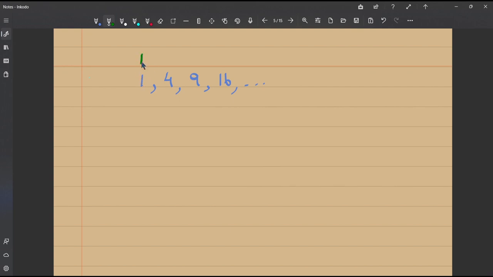So let me write here. First term. This stands for terms, right? And this is my second term. 4 is the second term. 9 is the third term. And this is the fourth term.